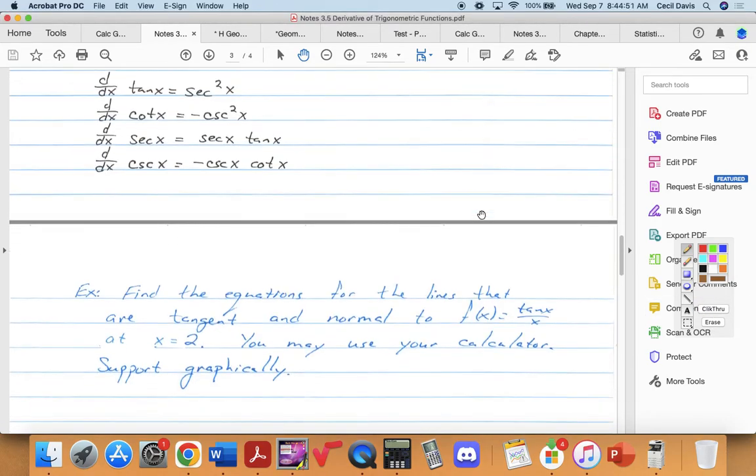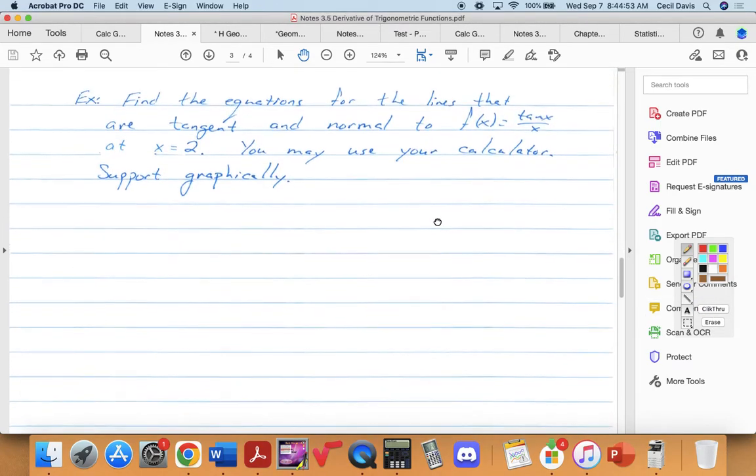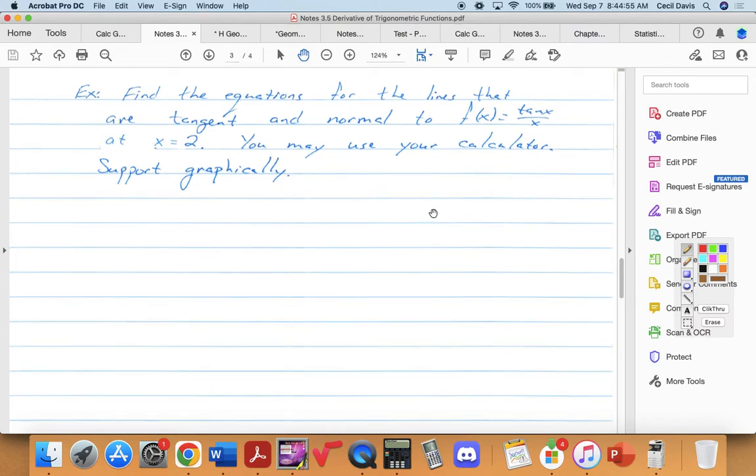All right. So let's do this one. Find the equations for the lines that are tangent and normal to f of x equals tangent of x over x at x equals 2. You can use your calculator. I can use my calculator? Nice. Support your answer graphically.